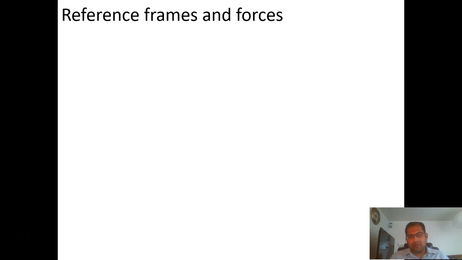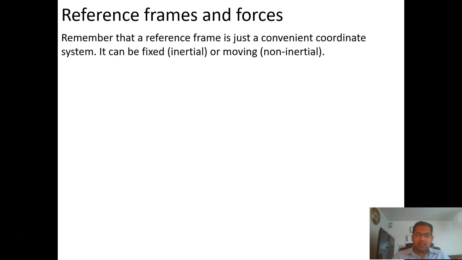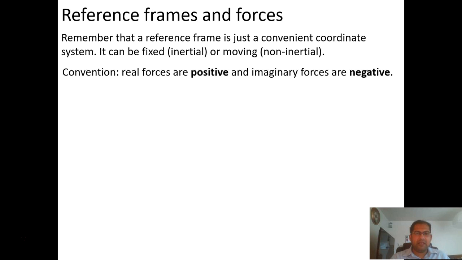Before we go into the Coriolis force, let's think a little bit about reference frames and forces. Remember that a reference frame is just a convenient coordinate system to solve our problem in. Like this, it can be fixed, inertial, or moving, non-inertial. Let's also define a convention where we say that real forces are positive and imaginary forces are negative. What do we mean by that?